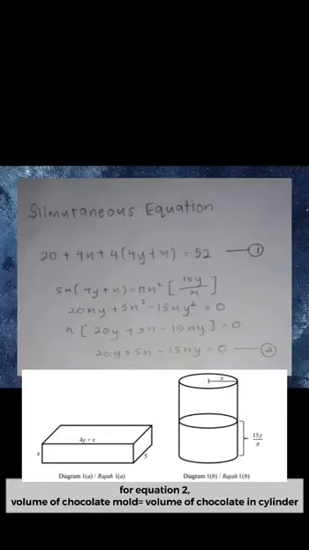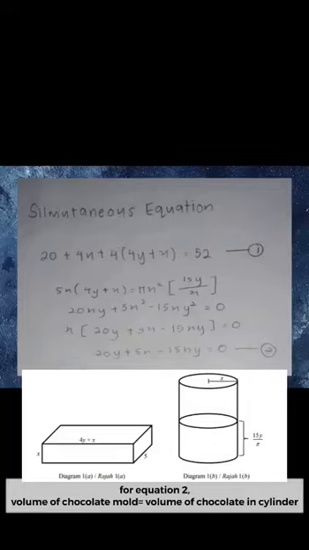Find the area base for the mole. To do that, we have to know the value of x and y. And to know the value of x and y, we have to do simultaneous equations first. The clue given in the question is the parameter. So 20 plus 4x plus 4 bracket 4y plus x equals 52 will be our first equation.